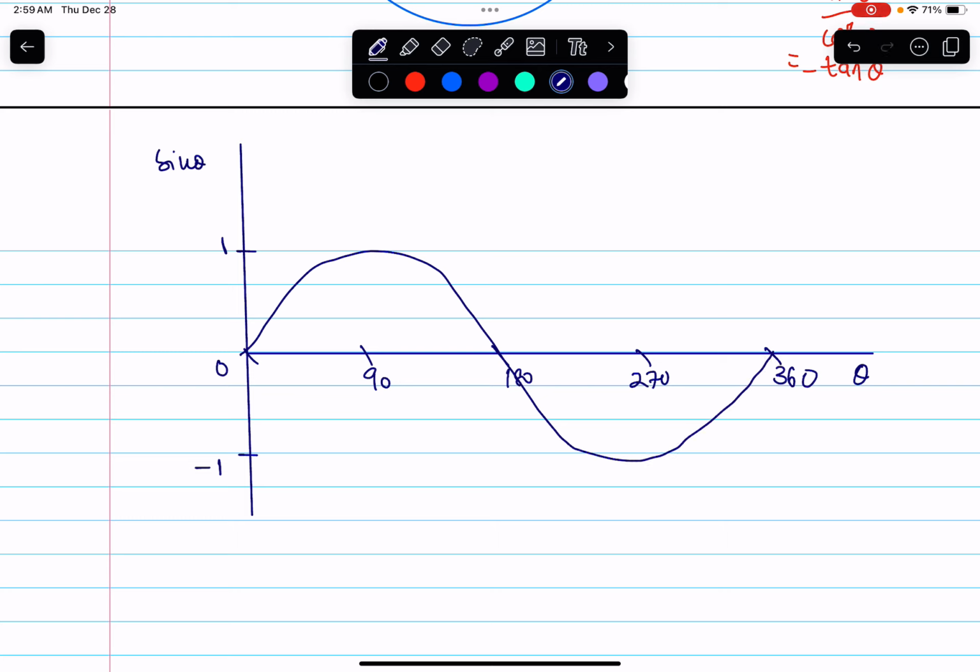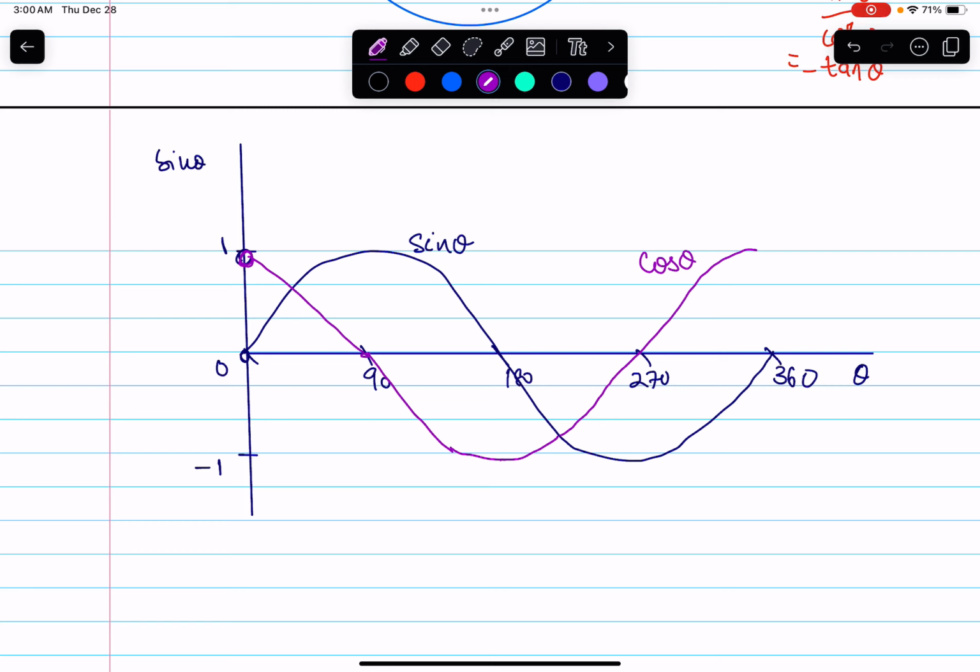And then the cosine of theta function. We know that cosine of 0 is 1, so the cosine of theta function will start over here. Cosine of 90 is 0, so it will go this way. Cosine of 180 is -1, so it's going to go this way. And then cosine of 270 is 0, and cosine of 360 is 1. So this function over here is sine of theta, and this function over here is cosine of theta. That's the main idea.